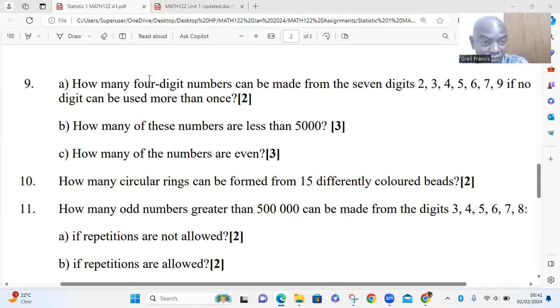So that's a total of 4-digit numbers, but out of that total, there are some that are less than 5,000, and there are some that are even. So first, let's calculate how many 4-digit numbers in all from the 7.